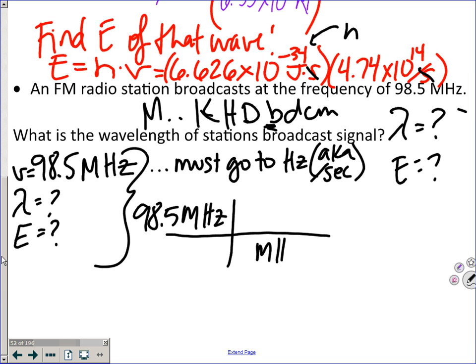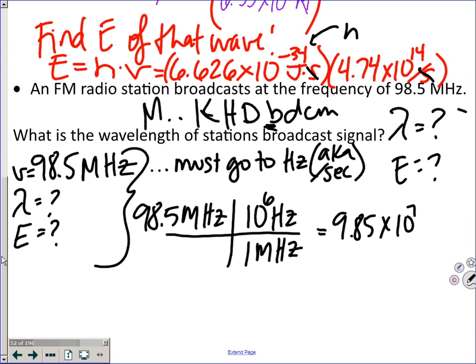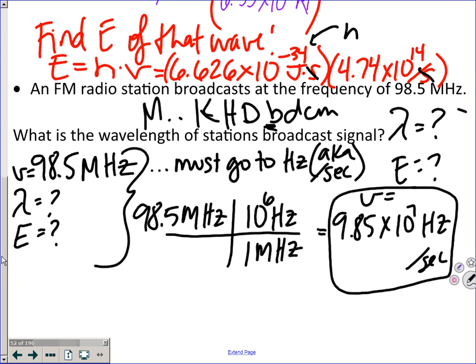So megahertz is the largest unit, so I'm going to put a 1 with that one. And I'm going to get down to base, and I'll see that there's a 6 zero difference there. So 1, 2, 3, 4, 5, 6. 10 to the 6 is what that means. And hertz is just our base unit of frequency, or per second as we normally call it. So that's 9.85 times 10 to the 7th hertz, aka per second. So this now is v. Now you should feel good about taking v to wavelength and energy.